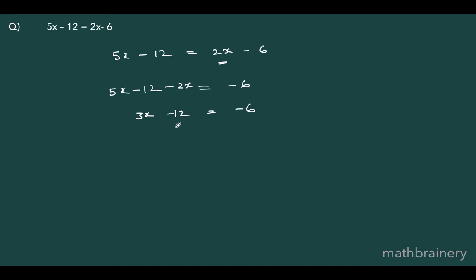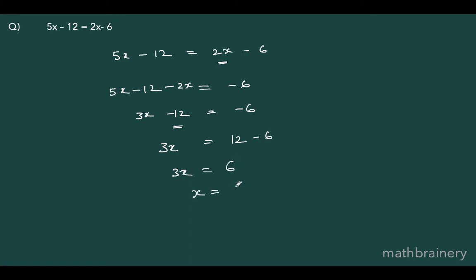Now let's bring the constant term to the other side. Here the constant term is minus 12. So now if I transpose this to the right hand side, minus 12 will change its sign to positive 12. So it will be 12 minus 6 as it is. So that means your 3x is equal to 12 minus 6, which is 6.